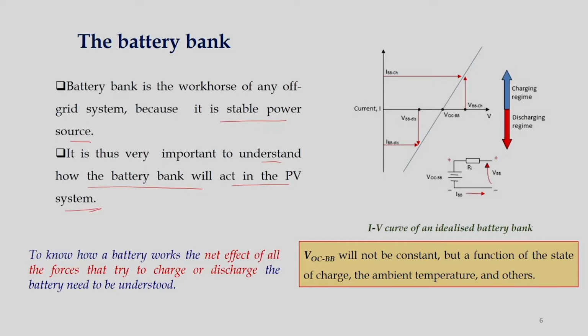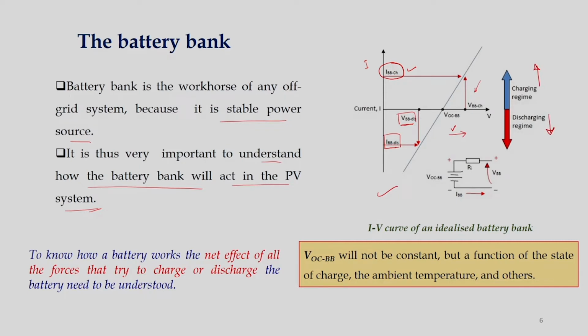So, here what you can see is the IV curve of an idealized battery bank. I is on the vertical axis and V is on the horizontal axis. What is I_BB,CH? That is the battery bank charging current, and V_BB,CH is the battery bank charging voltage. And here are the battery bank discharge voltage and battery bank discharge current. This upper part is charging, and this lower part is the discharging regime.